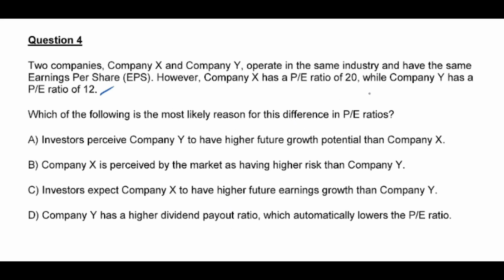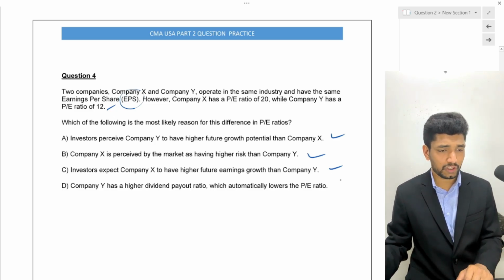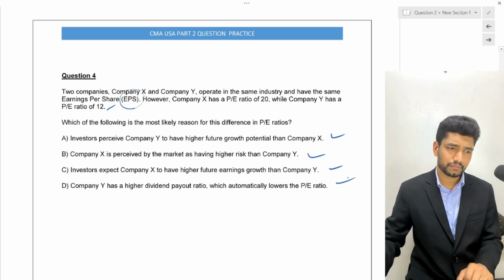Again, it's also mentioned that it is the same earning per share. Option A: Investors perceive company Y to have higher future growth potential than company X. Option B: Company X is perceived by the market as having higher risk than company Y. Option C: Investors expect company X to have higher future earning than company Y. Option D: Company Y has a higher dividend payout ratio, which automatically lowers the PE ratio.